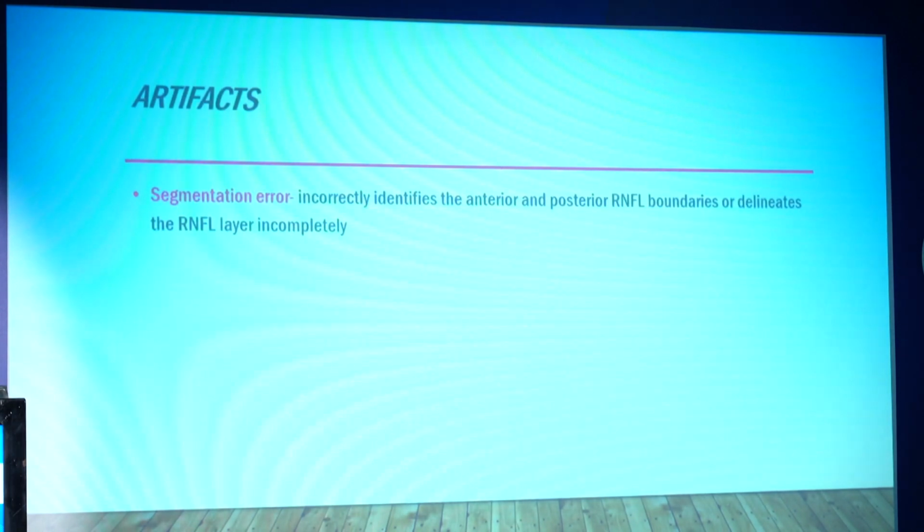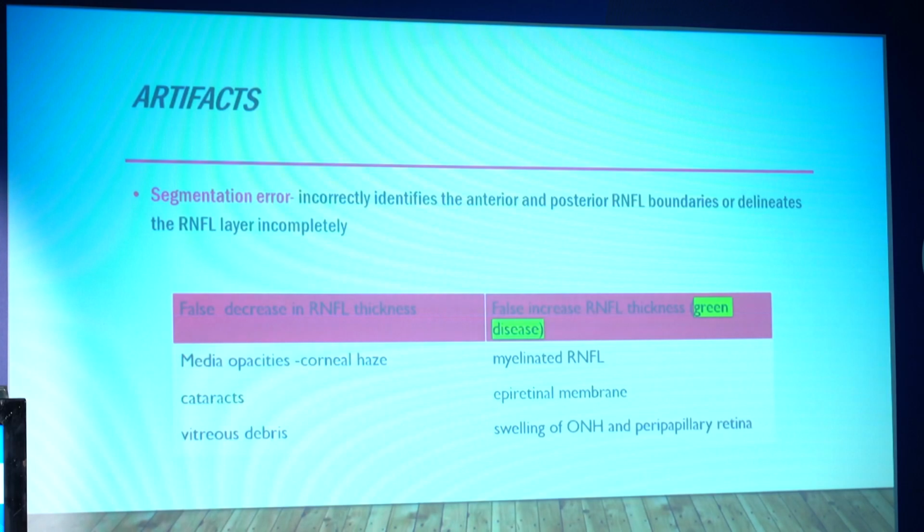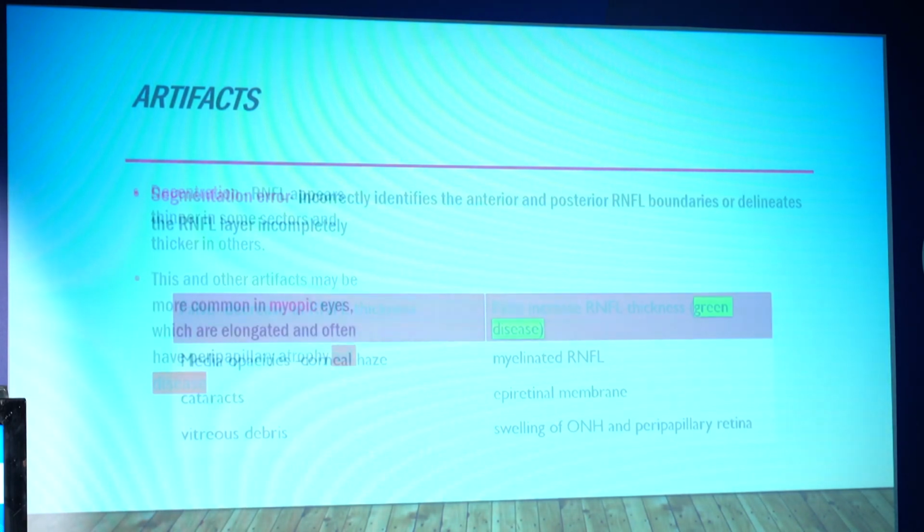Now we have to keep in mind the artifacts. There can be segmentation errors when there is inaccurate delineation of the anterior and the posterior RNFL boundaries. A false decrease can be because of media opacities, cataracts and vitreous debris, and a green disease can happen when there's a false increase, which can be because of myelinated nerve fibers, epiretinal membrane and swelling of the optic nerve head.